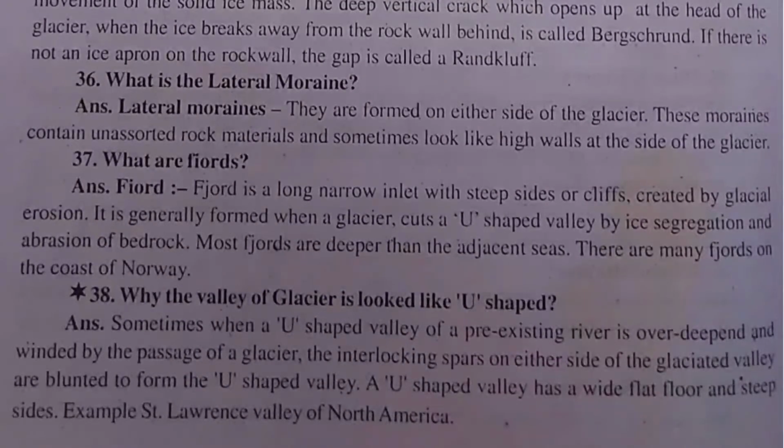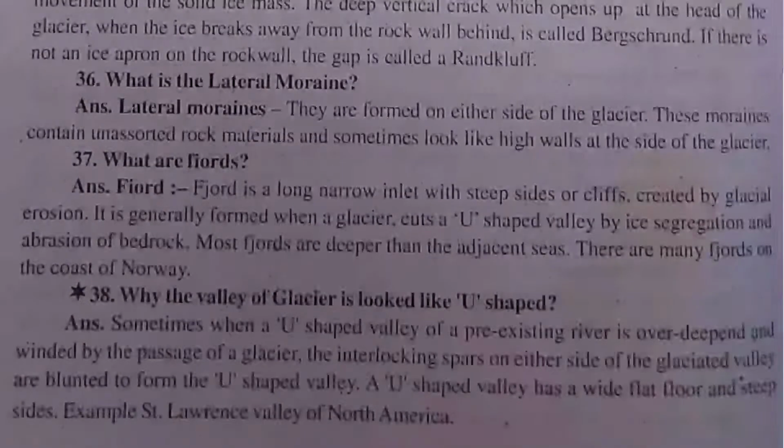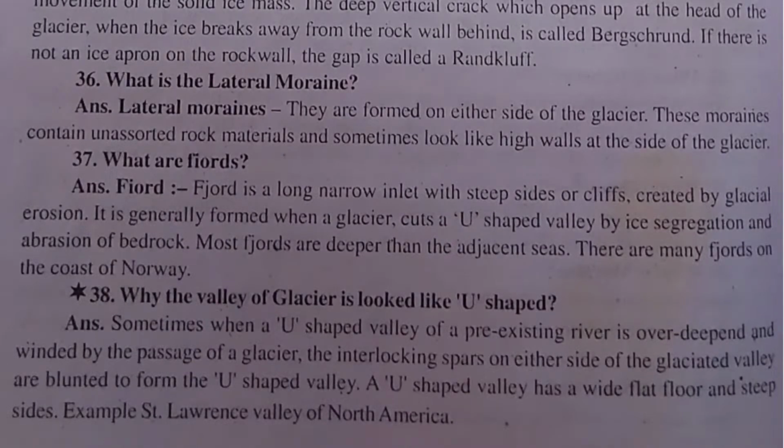Next question is what are fjords? A fjord is a long, narrow inlet with steep sides or cliffs created by glacial erosion. It is generally formed when a glacier cuts a U-shaped valley by ice segregation and abrasion of bedrock. Most fjords are deeper than the adjacent seas. There are many fjords on the coast of Norway.